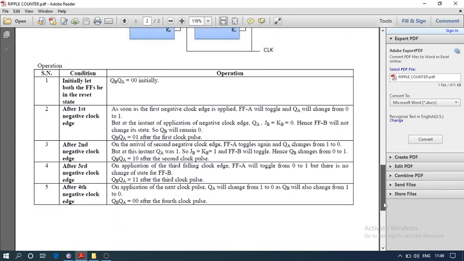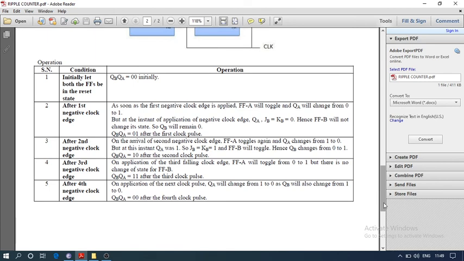So this is the end, and in this video we have discussed synchronous counter and asynchronous counter.